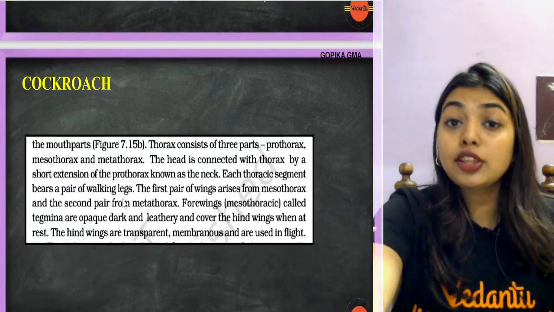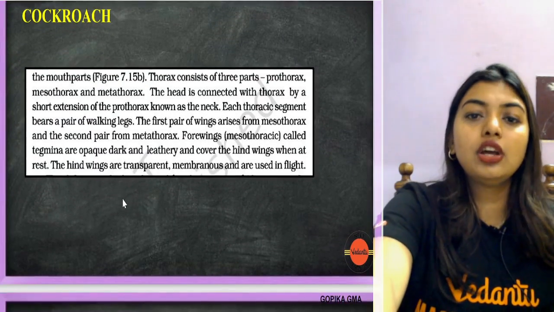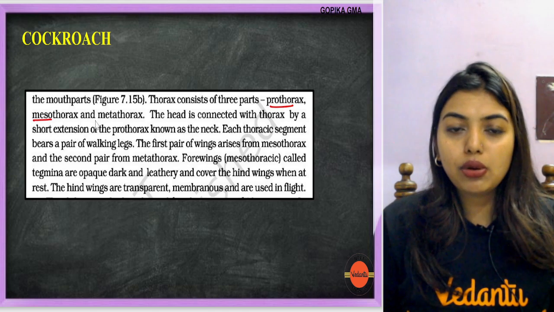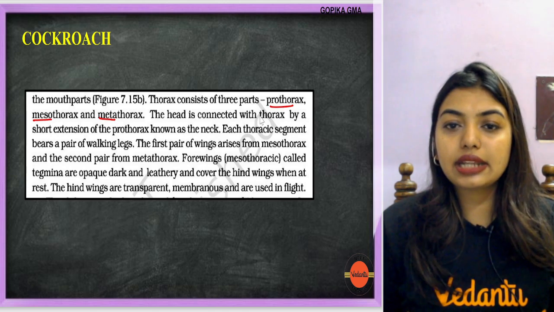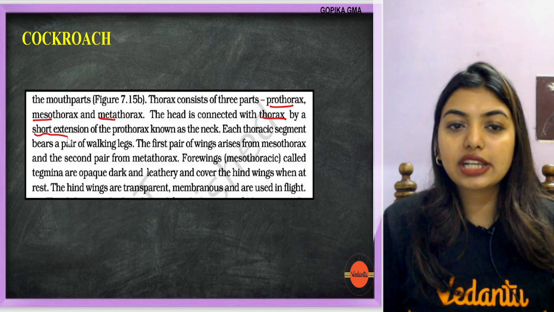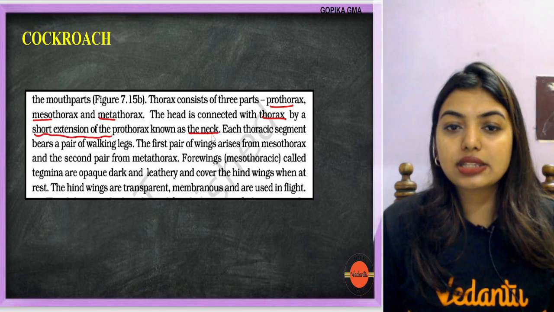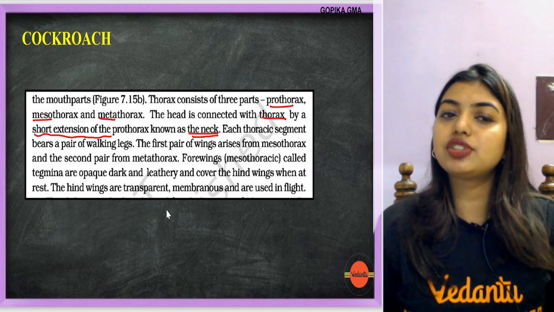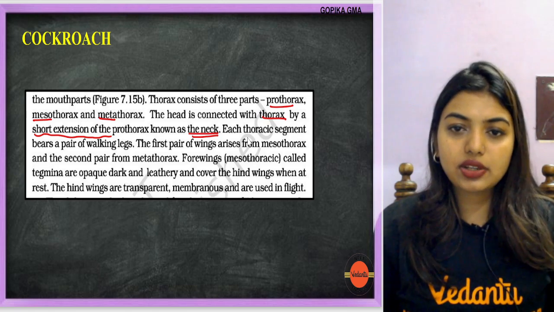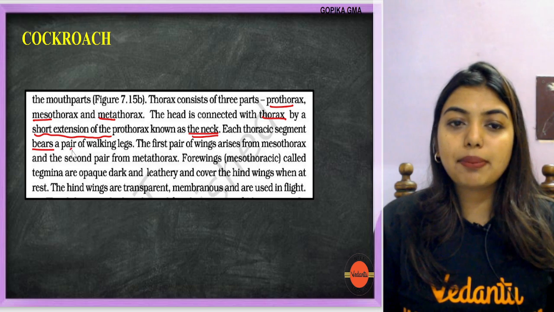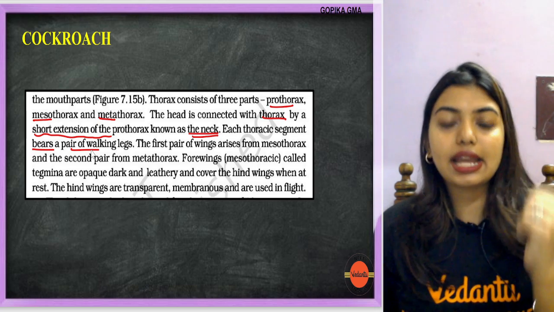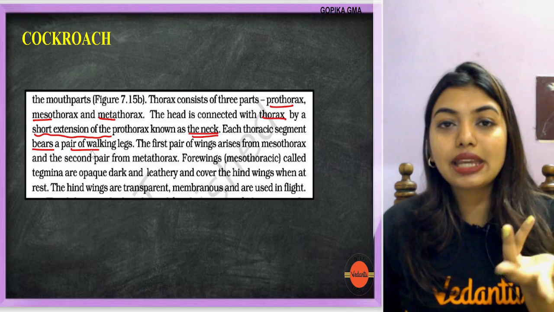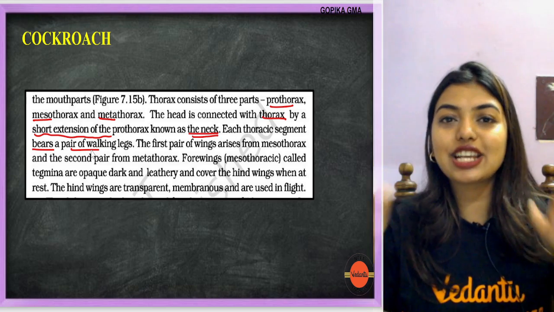Now the thorax. Look here, thorax consists of three parts. What are they? Pro, meso, metathorax. Now the head is connected with the thorax by a short extension of prothorax known as the neck. That's what I told you there, no? That neck region is a small region which is like an extension of the prothorax. Each thoracic segment bears a pair of walking legs. This is why in that diagram you saw mesothoracic leg, metathoracic leg, prothoracic leg. Because each thoracic segment was giving rise to an appendage.